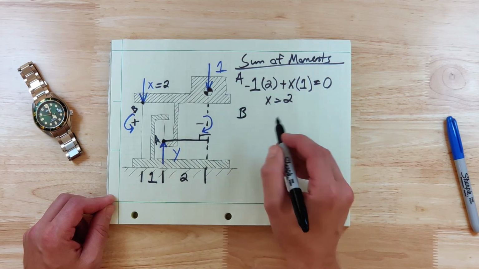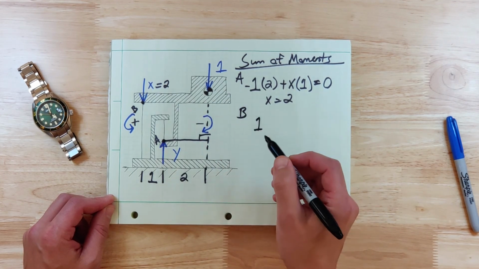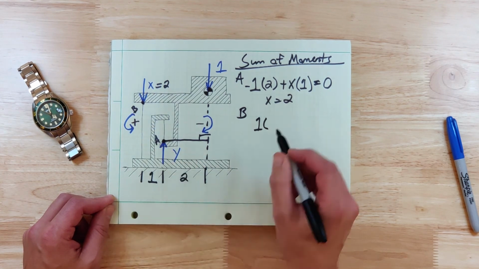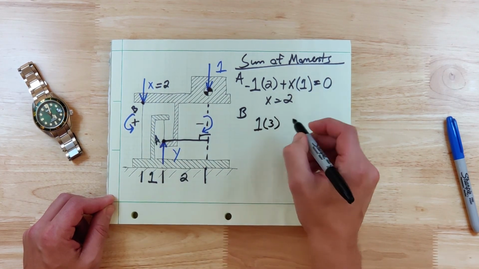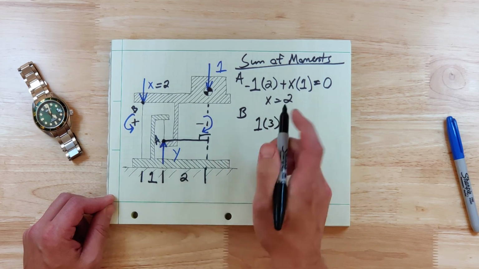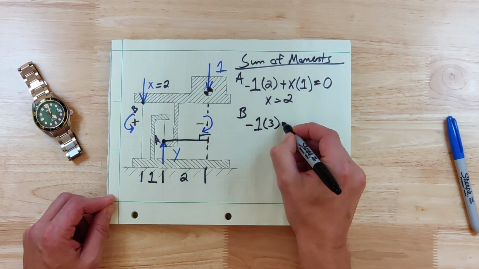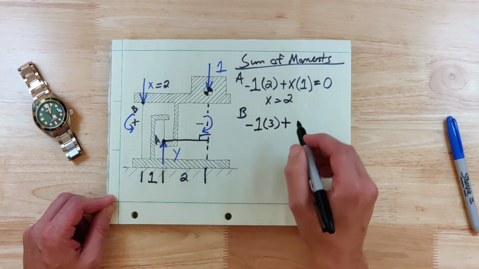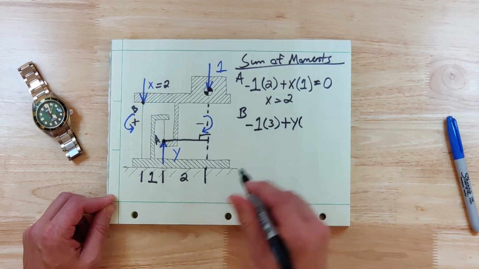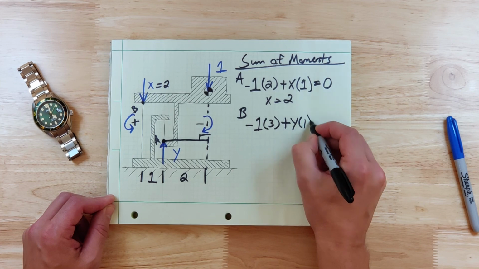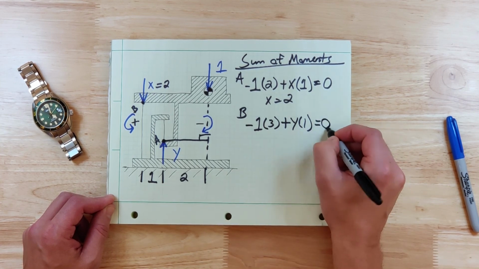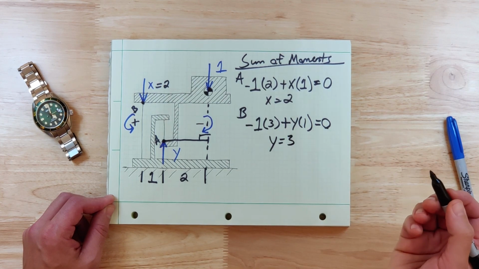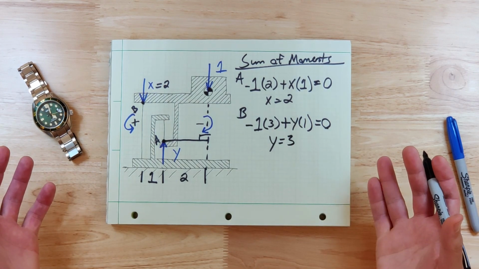Again, starting with this force here, we have a force of 1. That's multiplied by the distance from the pivot point, which is 2 plus 1, or 3. And this again is a negative torque, a negative there. And then we'll add the torque from this force, which is y times its distance, 1, and that sums to 0. If you solve for y, you get y equals 3. That's how you calculate your forces.